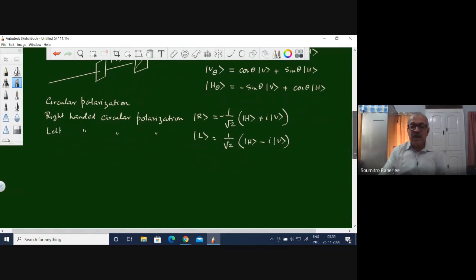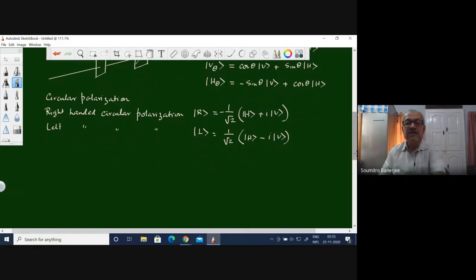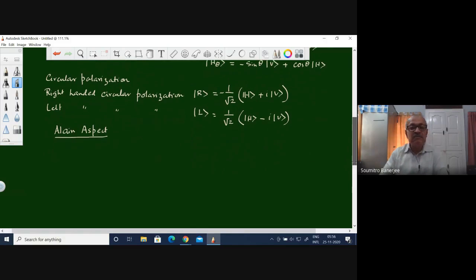Now, with that background, we can go on to the actual description of the experiment. In the experiment that was done by Alain Aspect and his colleagues in Paris, they took excited calcium and allowed it to go back to the ground state. When that happens, that excited calcium is in the spin zero state, and the ground state is also in spin zero state. So whatever photons are emitted, their total spin must be zero. With total spin zero, it has been found that they go in a circular polarization state.